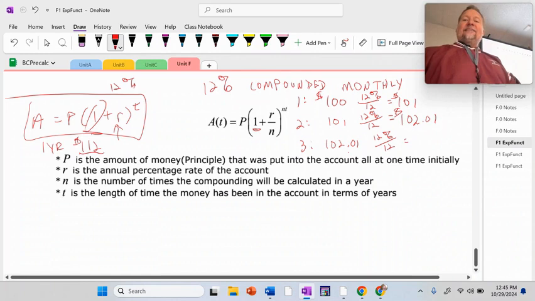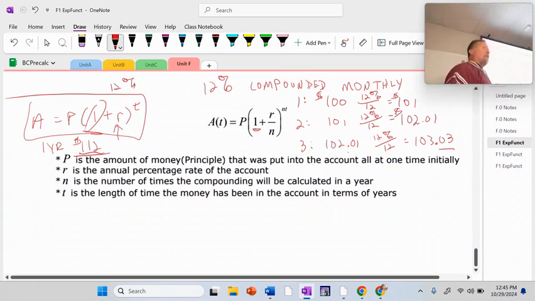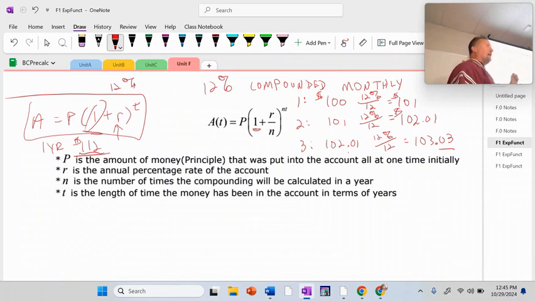And now you want to get nuts? Let's get nuts. It's $103.03. Holy cow. You're already 3 cents ahead of this guy. Because at the end of 12 months, you at least have 112, but then you'll have pennies on the dollar on top of that. All right.